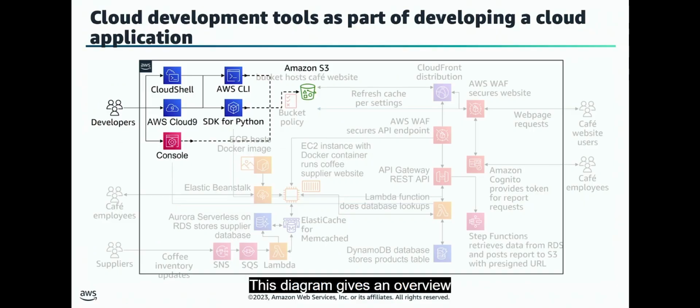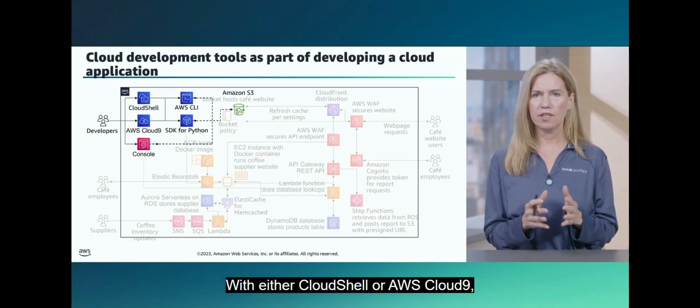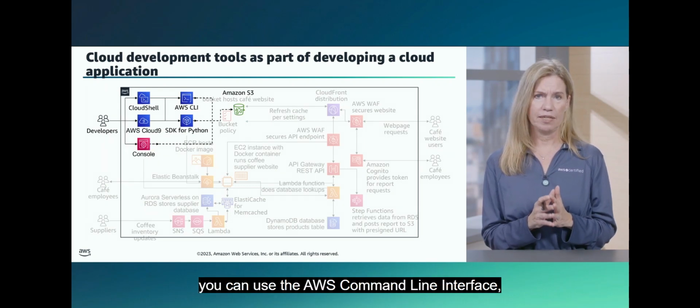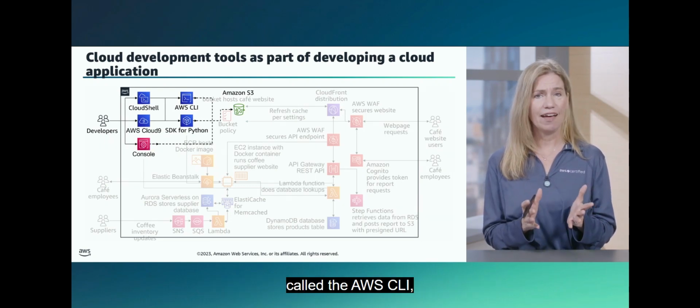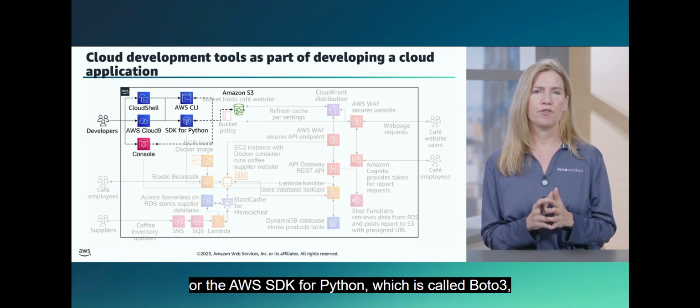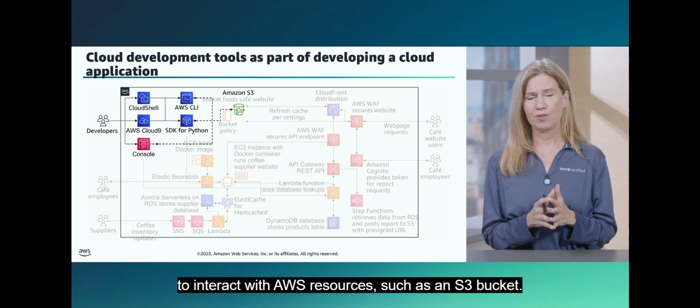This diagram gives an overview of the application you'll build throughout the labs in this course. The highlighted portions are relevant to this module. As highlighted, you can use the AWS Management Console to launch AWS CloudShell or create an AWS Cloud9 development environment. With either CloudShell or AWS Cloud9, you can use the AWS command line interface called the AWS CLI, or the AWS SDK for Python, which is called Boto3, to interact with AWS resources such as an S3 bucket.